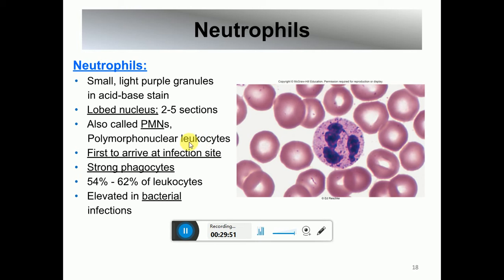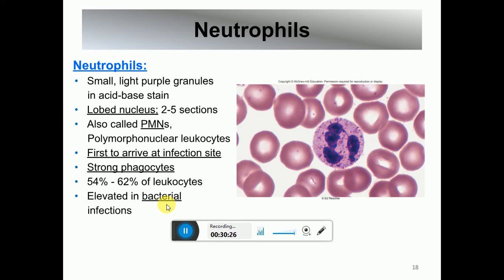If you break down that name, leukocyte is your white cell, right? Polymorphonuclear means poly, a lot or many, morpho, shapes, and nuclear is just that, nucleus. So these are the white blood cells that have many shapes of their nuclei. And again, these are very strong phagocytic cells, and they're usually elevated in bacterial infection.